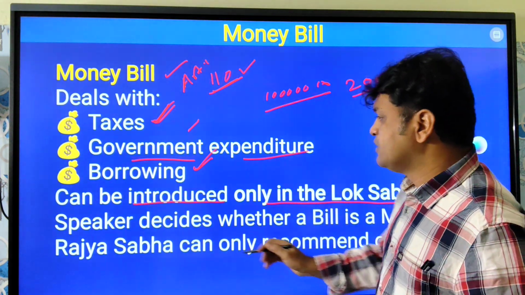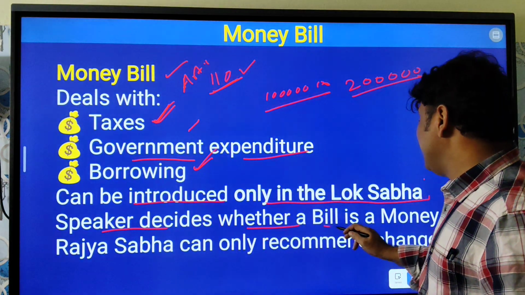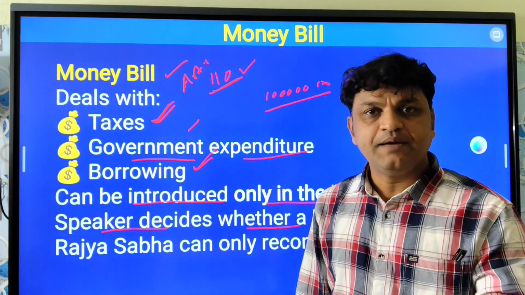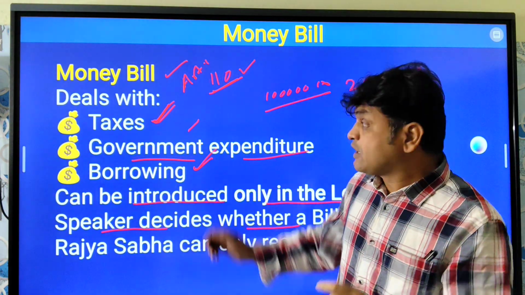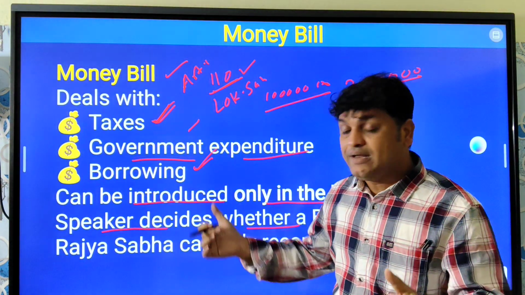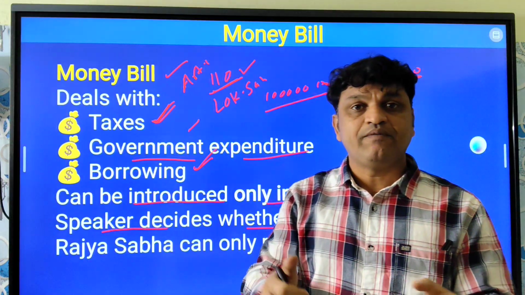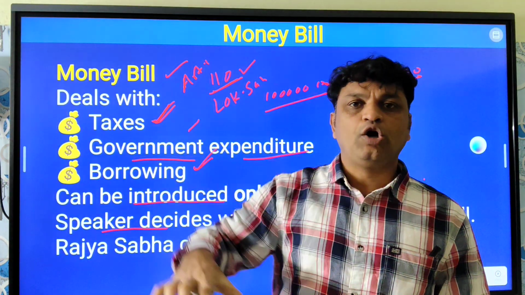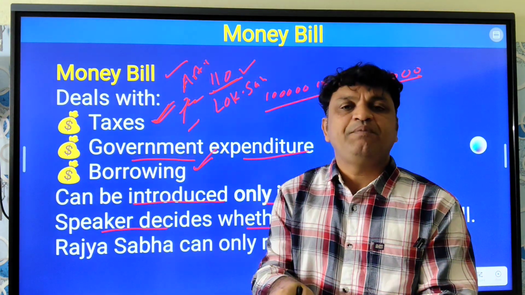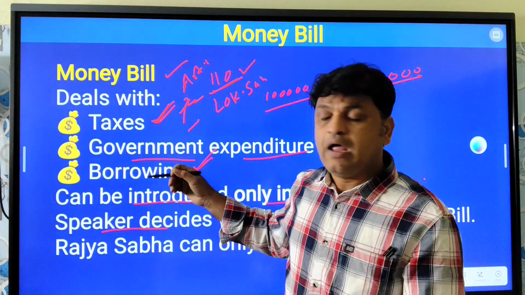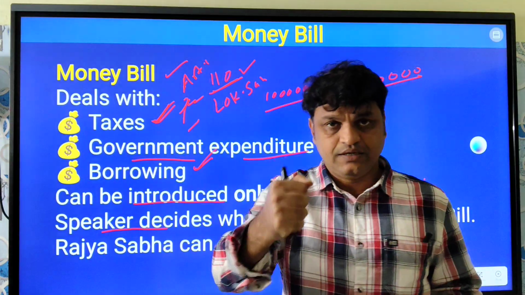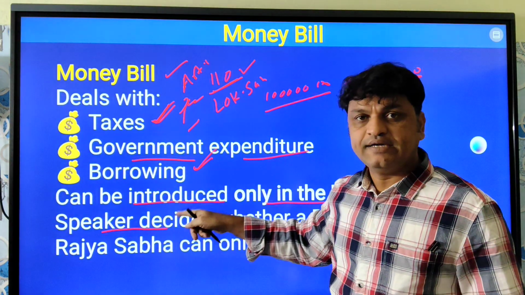This is the difference. The Speaker decides whether the bill is a money bill or not. Who will decide? The Speaker will decide. It can be introduced only in the Lok Sabha, not in the Rajya Sabha, because in the money bill the Lok Sabha plays a vital role. It is the upper hand of the Lok Sabha because it represents the people directly. So on money, who has the power? It's the people. The Speaker will decide whether it is a money bill or not, but giving assent to the bill falls in the hands of the Lok Sabha.